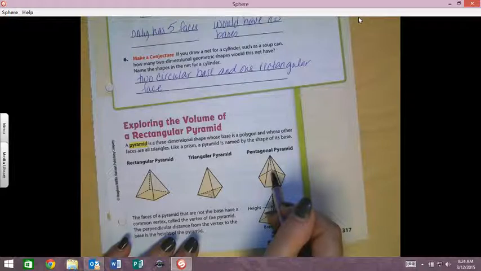Alright, so now let's look at some volume of rectangular pyramids. Okay, a pyramid is going to be a 3-dimensional shape whose base is a polygon, remember, a closed figure, and whose other faces are all triangles. Like a prism, a pyramid is named by the shape of its base. All of our 3-dimensional figures are pretty much named for the shape of their base. So if we have a rectangular base, we're going to have a rectangular pyramid. If we have a triangular base, we're going to have a triangular pyramid. We have a pentagon as our base, we're going to have a pentagonal pyramid. If we have a square base, we're going to have a square pyramid.